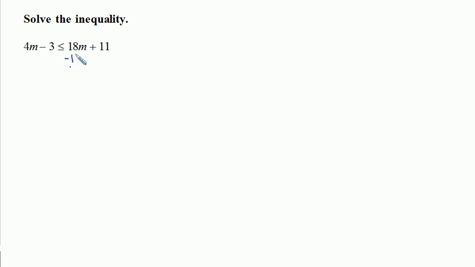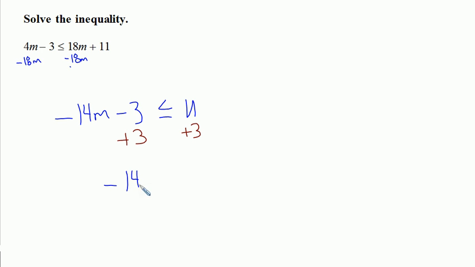So I'm going to subtract 18m from both sides right away. The result there, 4m minus 18m is negative 14m. I still have that minus 3, less than or equal to, and on this side I'll just have the 11. Now let's go ahead and add 3 to both sides. The result there, negative 14m is less than or equal to 11 plus 3 is 14.